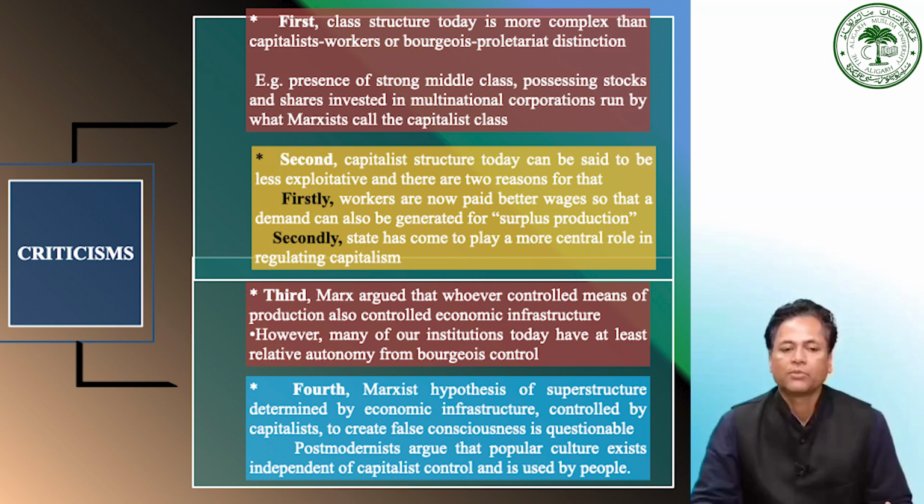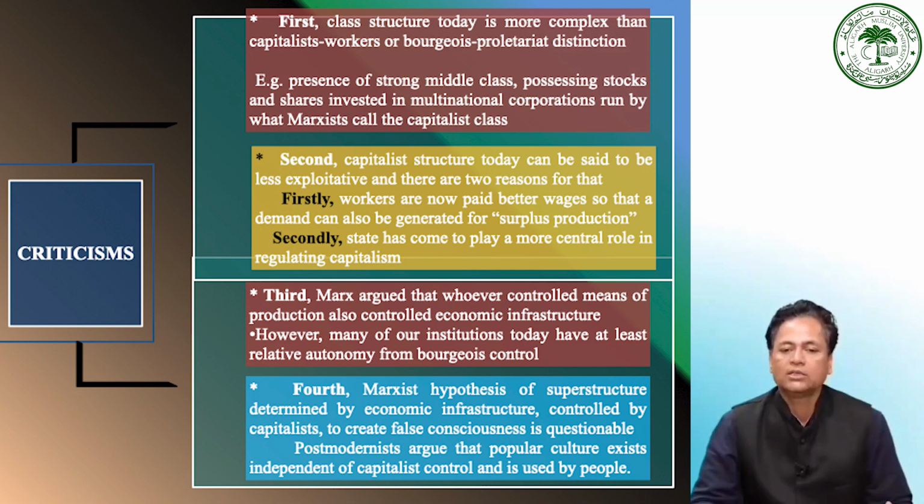Second, the capitalist structure today can be said to be less exploitative. There are two reasons for that. The first is the workers are paid better wages, so that a demand can also be generated for surplus production. So, nowadays you will find the wage structure is increasing, the government control over the capitalist system is also increasing, and rather they are getting better wages than in the earlier period.